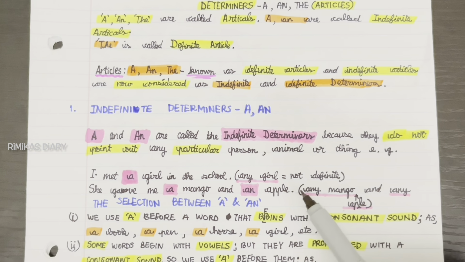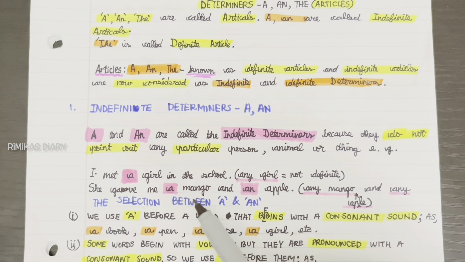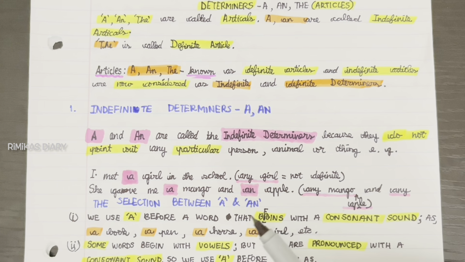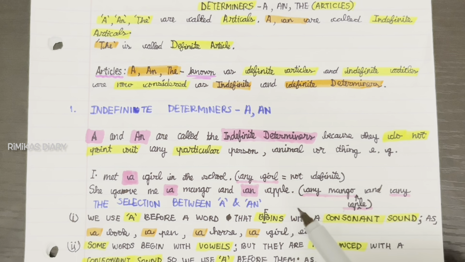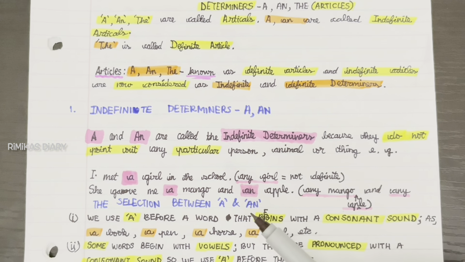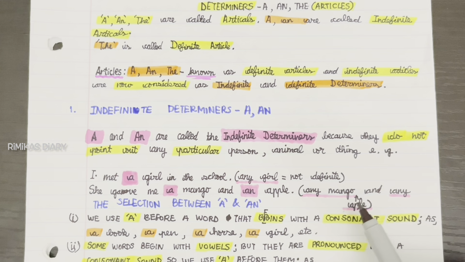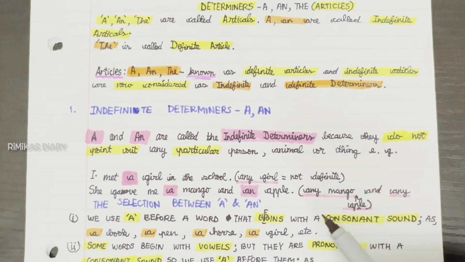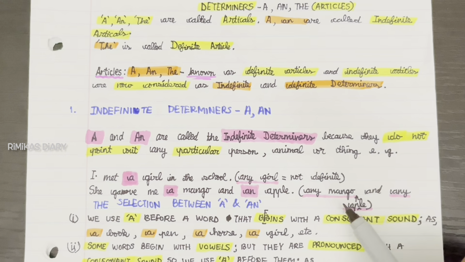So it's not definite. She gave me a mango and an apple. Here, a and an are indefinite determiners. A mango means any mango and an apple means any apple. They're not being specific, so that's why they are indefinite determiners.